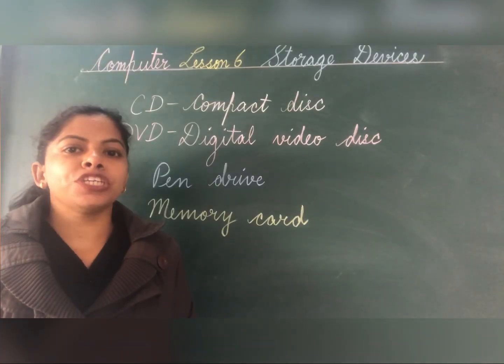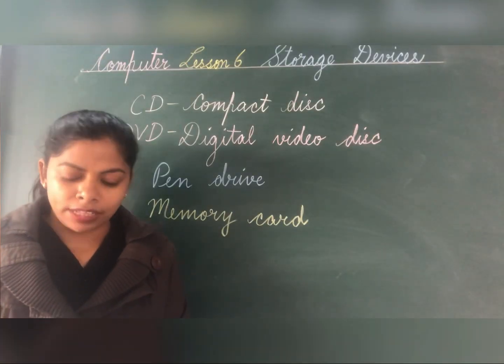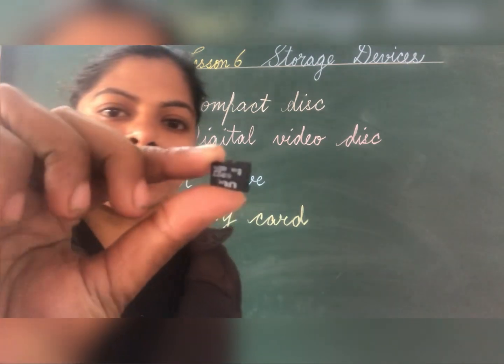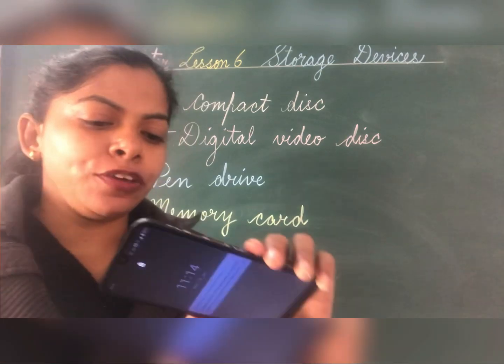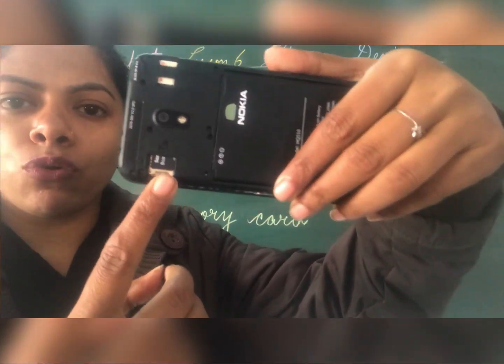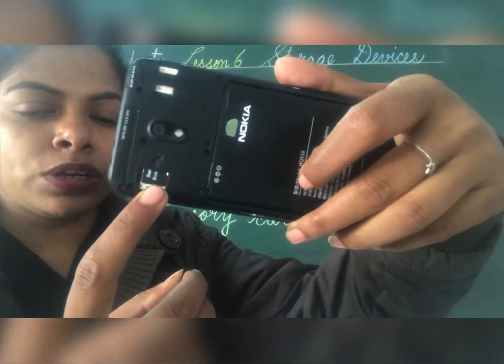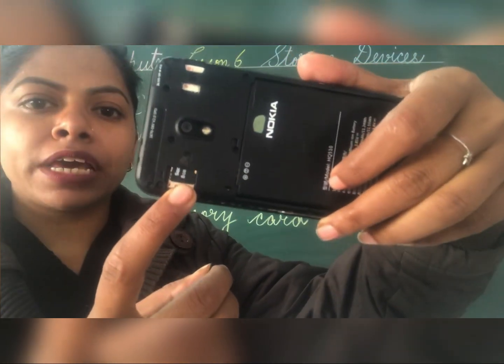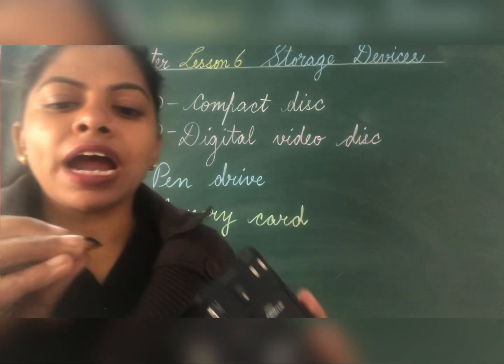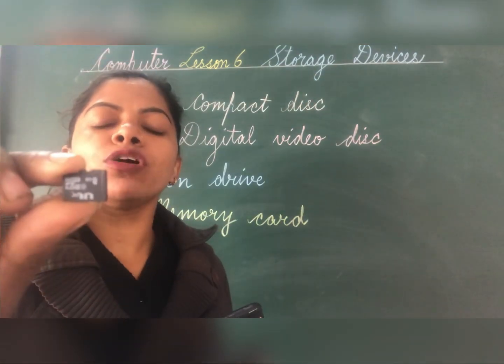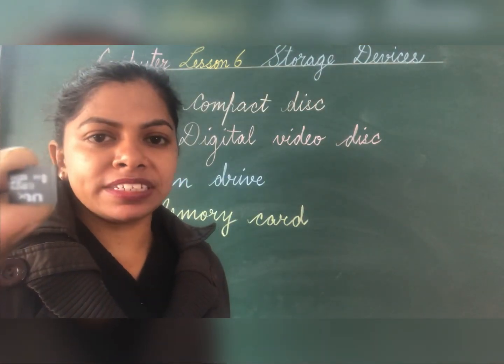The next storage device is memory card. And children, see, this is memory card. We put memory card in mobile phones or in cameras to store photos, music or videos. Memory card also comes in different storage capacity.